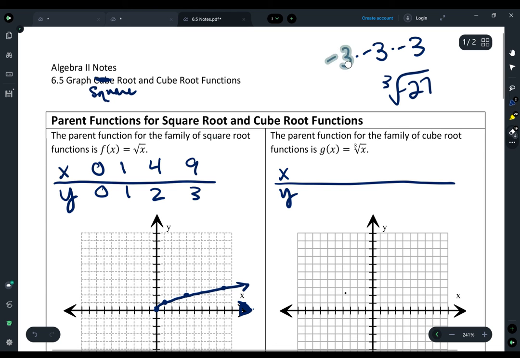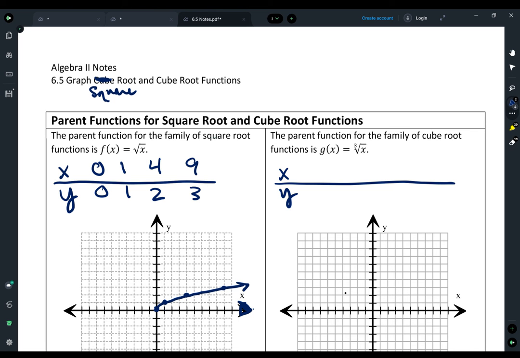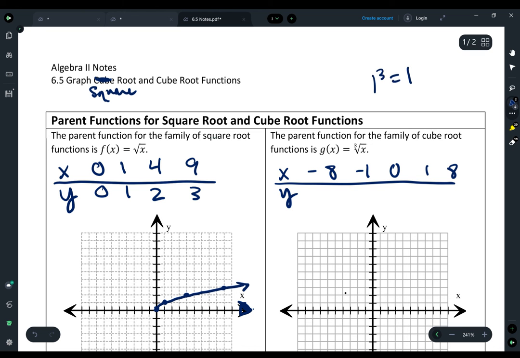So I do need to pick smaller numbers, though. I want to pick something that I can cube root. I want to pick perfect cubes, and I want them to be able to be graphed on here. So I'm going to choose negative 8, negative 1, 0, 1, and 8. I was picking perfect cubes. 1 is a perfect cube because 1 cubed equals 1. 8 is a perfect cube because 2 cubed equals 8. 3 is too big. It's not going to fit. Then I want to go through and take my cube roots.